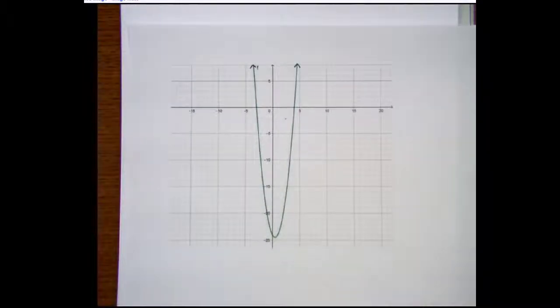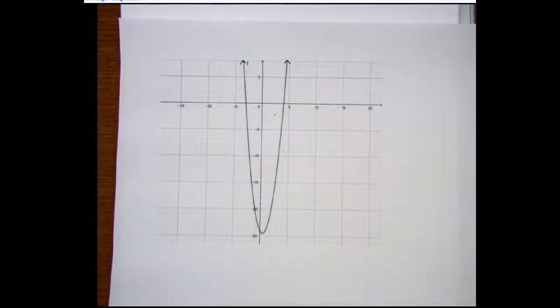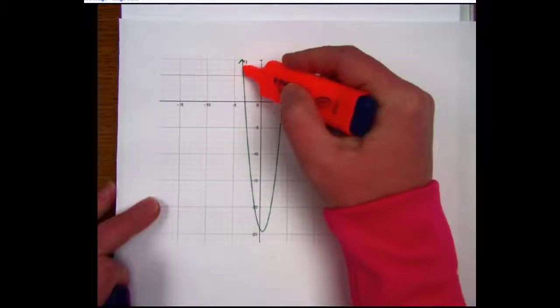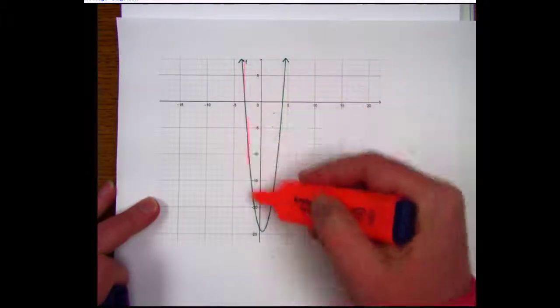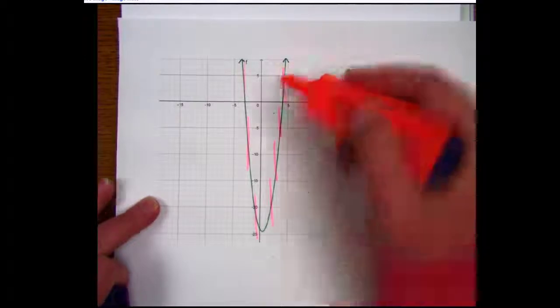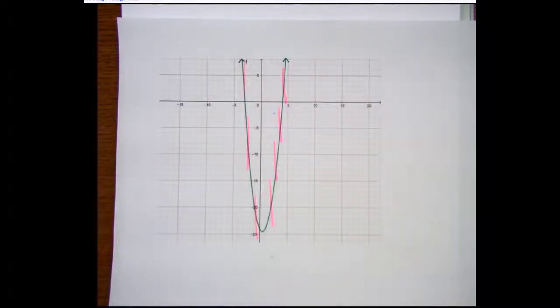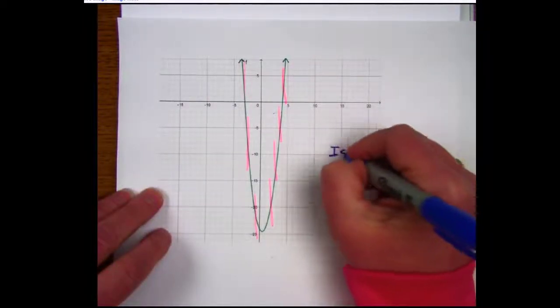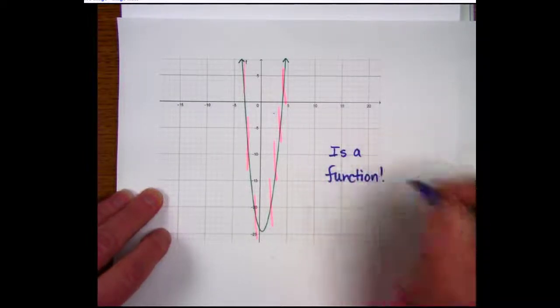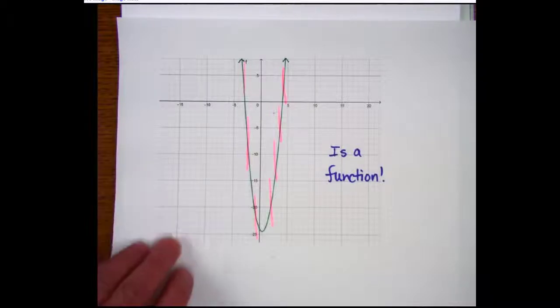All right, our first graph here. Is it a function? Well, notice that if I start drawing vertical lines, at most, they go through 1 point on my graph. So this, in fact, is a function. Give yourself a big pat on the back if you got that one right. Score yourself a point.